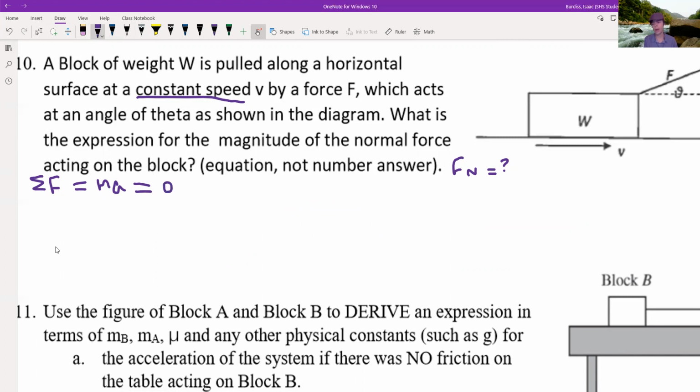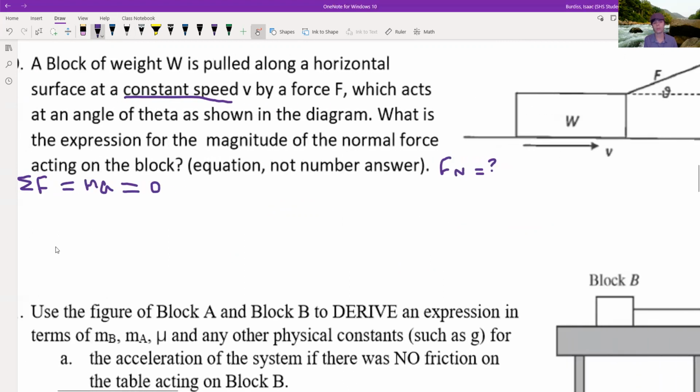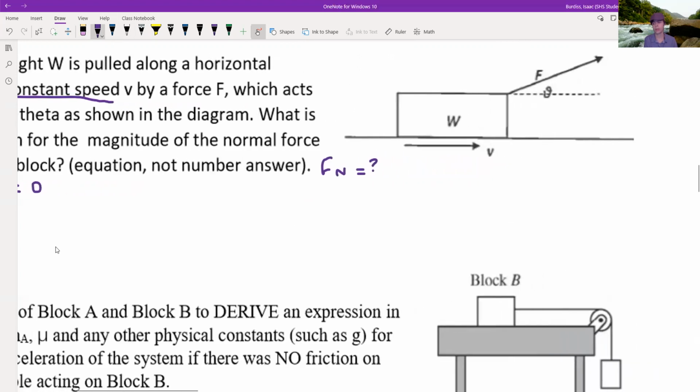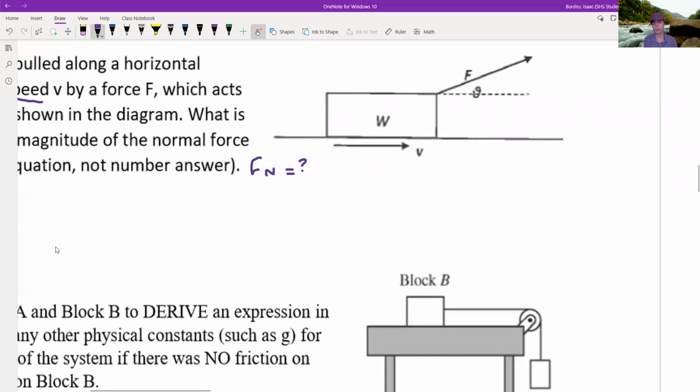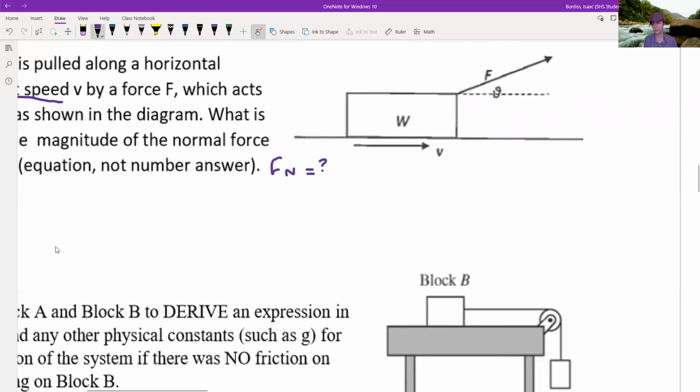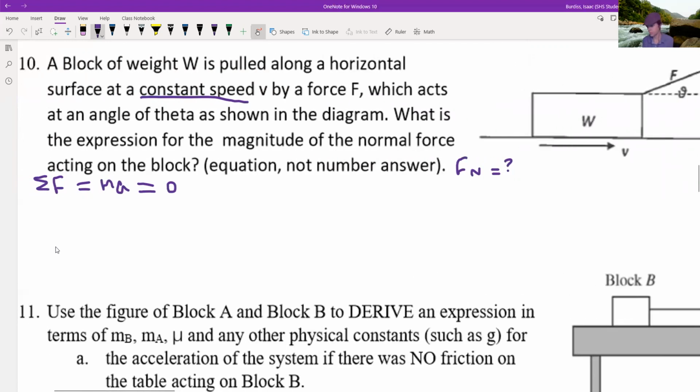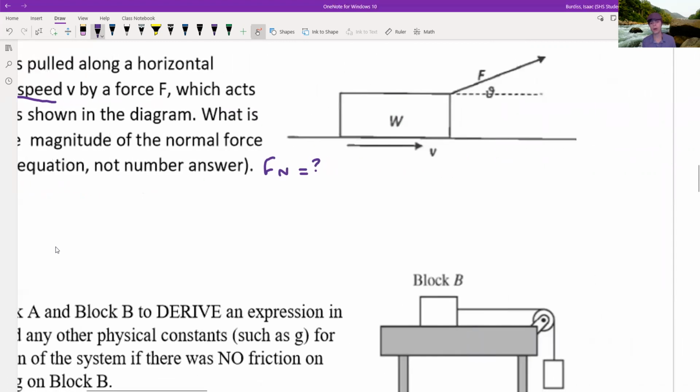Well, what forces do we have? That's why it's good to do a free body diagram. Oh, sorry. I think what I was looking at was not lining up with this. But anyways, free body diagram.